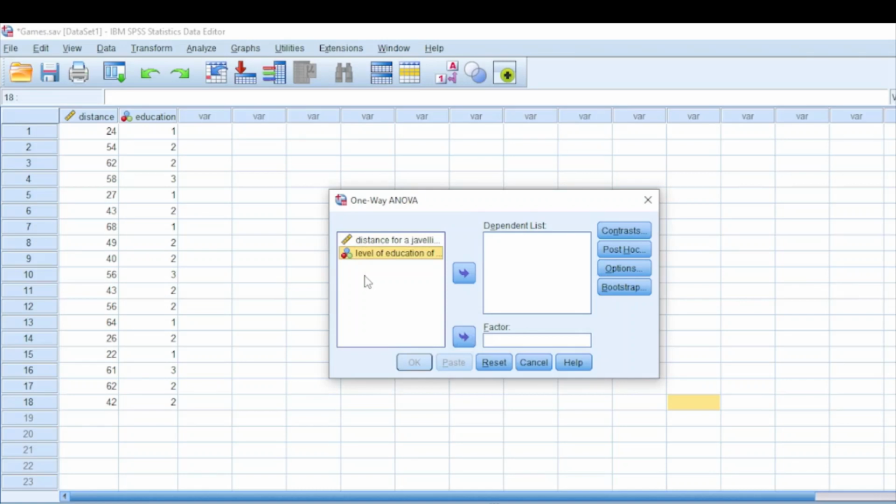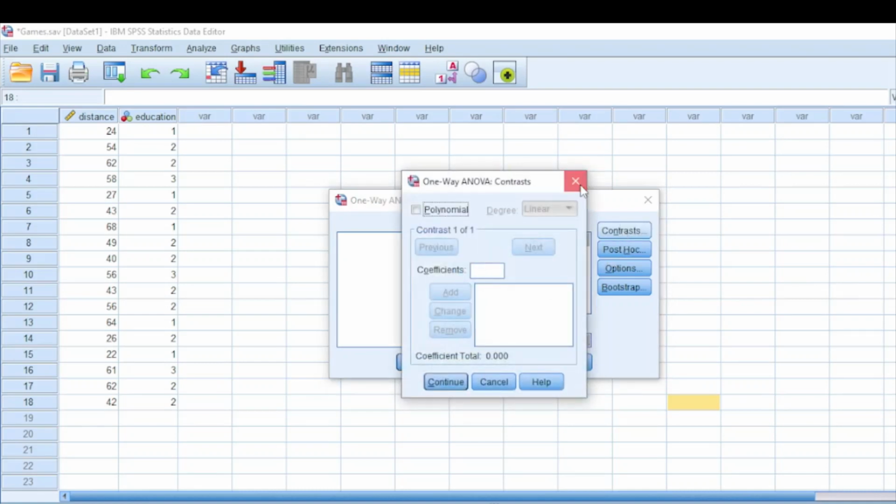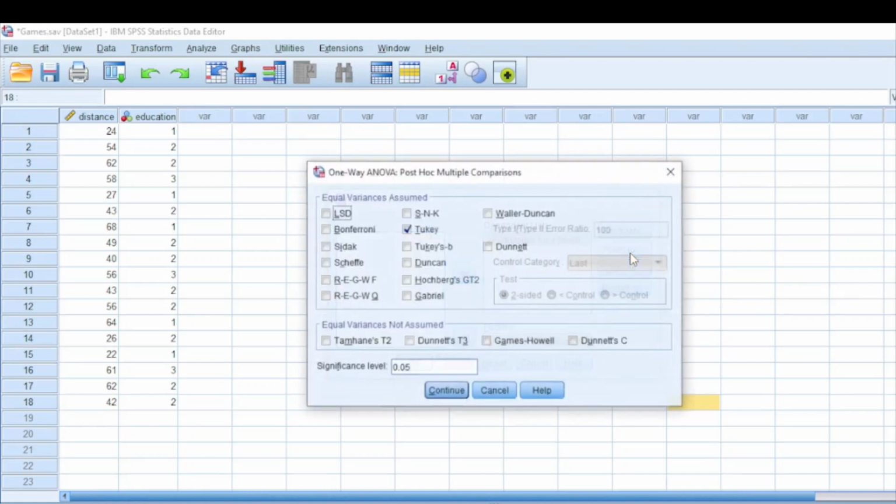So our dependent variable in this data set is the distance which the individual can throw the javelin. That one is the dependent variable, but the factor variable is similar to the independent variable. Our independent variable is the level of education of the players. So we put it as the factor, that is the factor determinant. From there, we come to where we have post hoc.